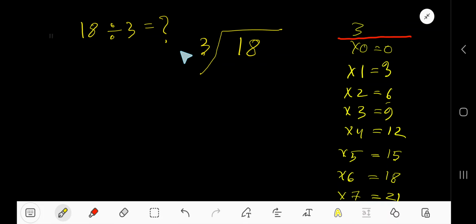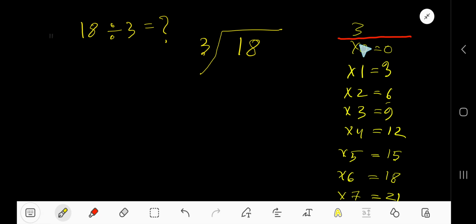18 divided by 3. Here 3 is a divisor, so we need the multiplication table of 3. 3 times 0 is 0, 3 times 1 is 3, 3 times 2 is 6, 3 times 3 is 9, 3 times 4 is 12, 3 times 5 is 15, 3 times 6 is 18, 3 times 7 is 21.